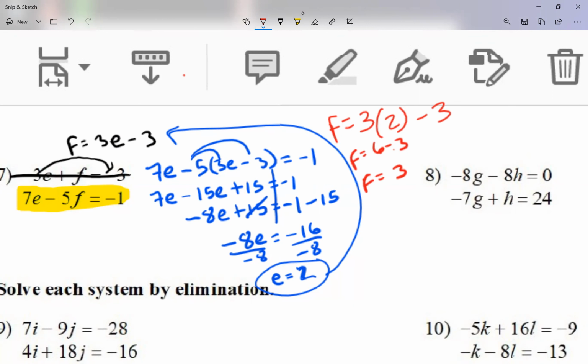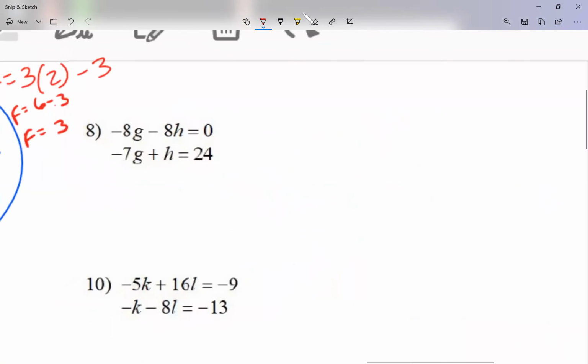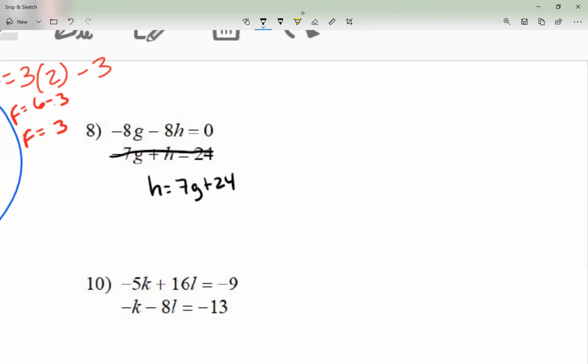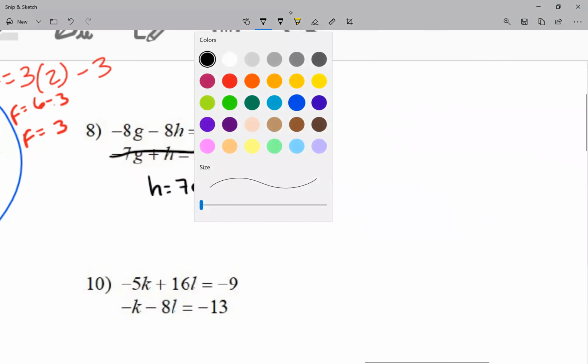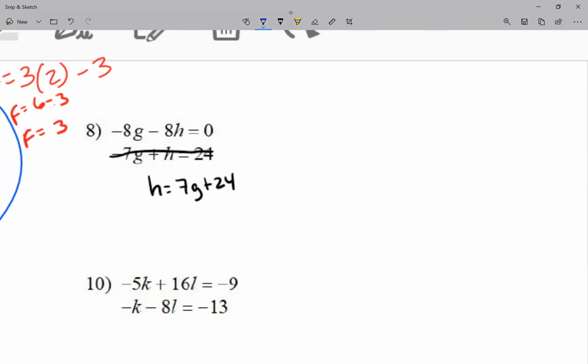Let's take a look at another example. Let's take a look at number 8. I can get, on the second equation, I can get h by itself. Let me rewrite that. I'm going to rewrite this as h is equal to positive 7g plus 24. Notice I switched the sign on the 7g because I moved it from the left to the right. Right? I wanted to get the h by itself. So now let me rewrite the first equation.